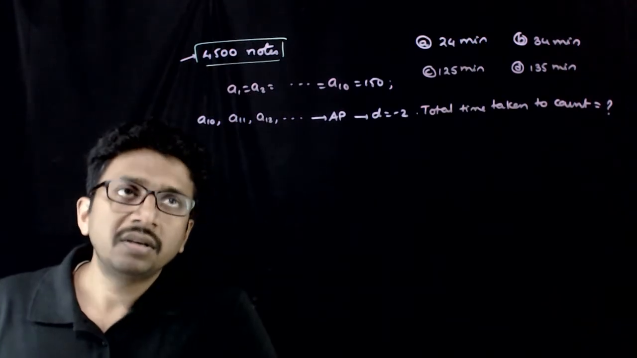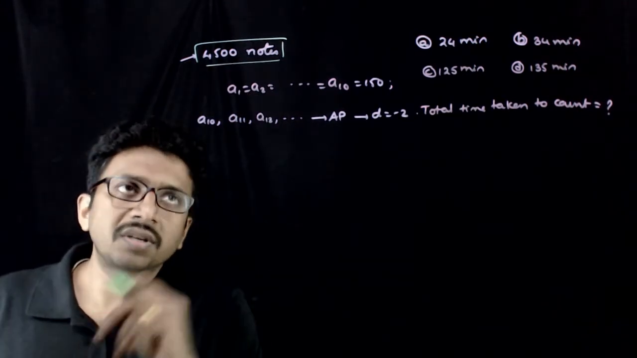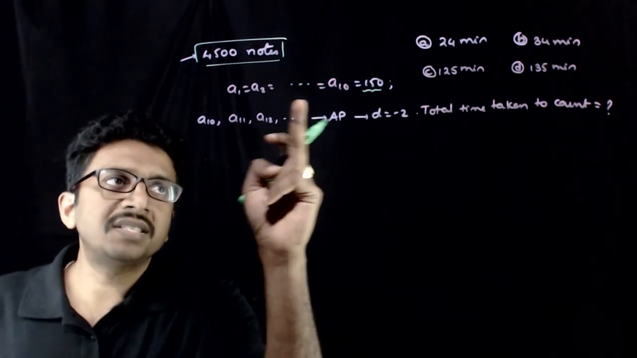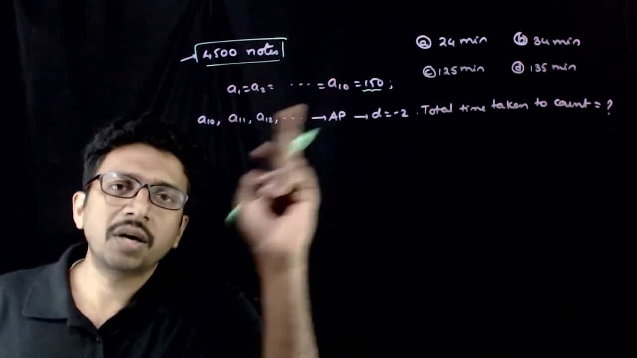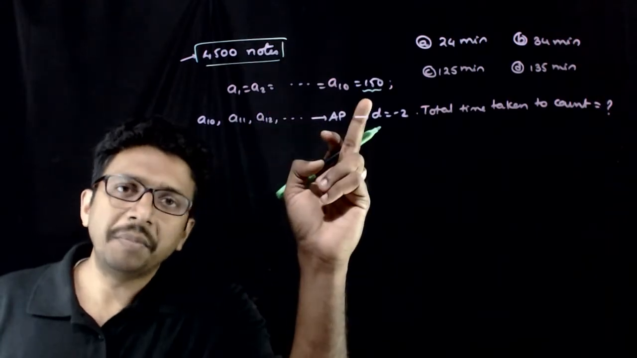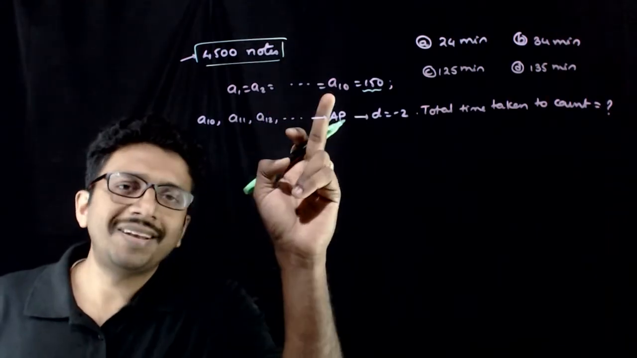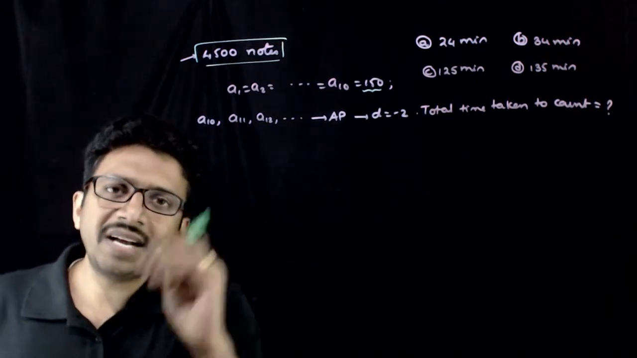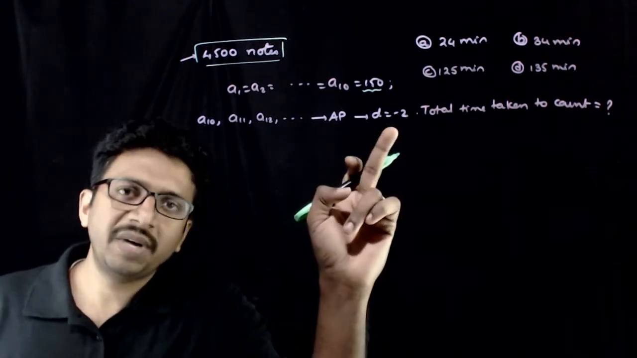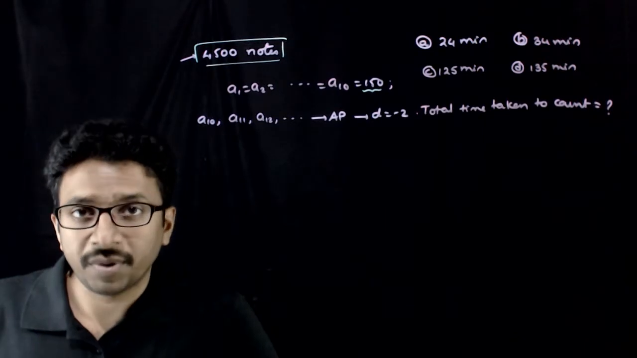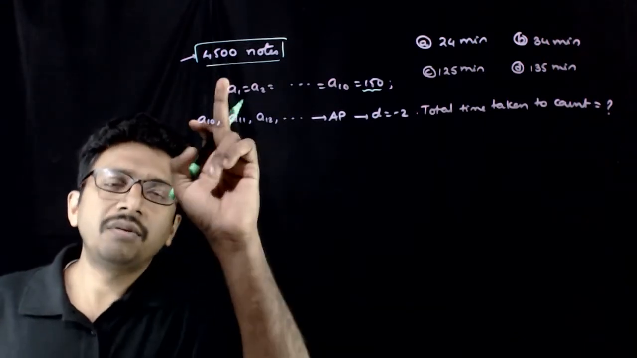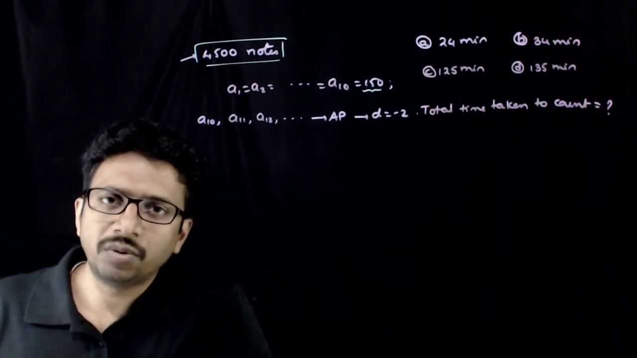In this question, you're given that you have 4,500 notes. A person counts these notes at a rate of 150 notes per minute for the first 10 minutes. The first minute has counted 150, second minute has counted 150, so on. In the 10th minute has counted up to 150. And after that, the rate at which he counts decreases by 2 notes per minute. So if that is so, how much time is taken to count the total number of notes?